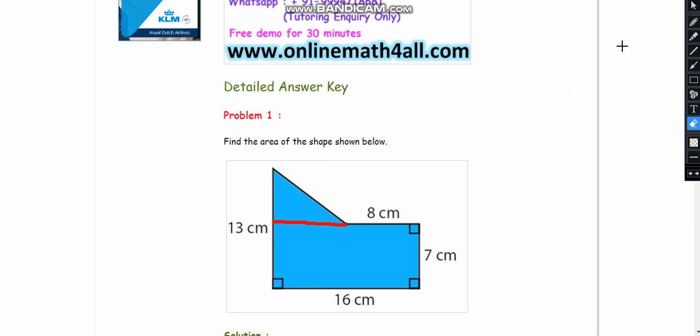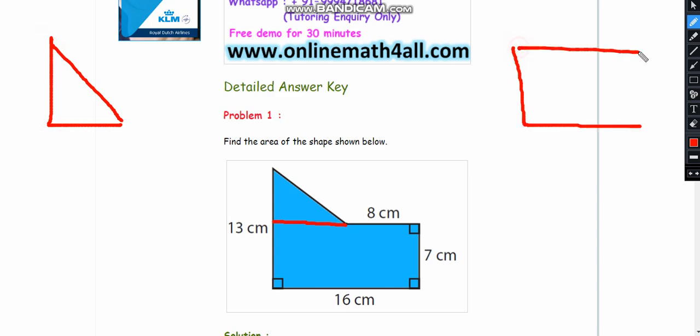Okay, so we have to split it up into two different sections. So we have the triangle, which I'll do on the left, and then we have this bottom rectangle, which I'll do on the bottom. So the rectangle is probably easier. That is a 16 by 7.